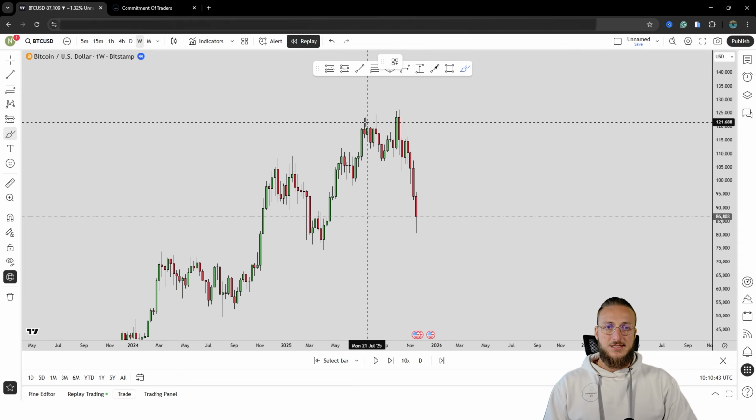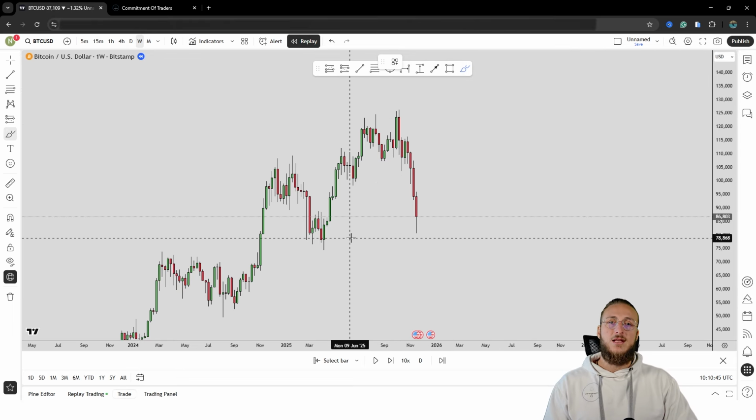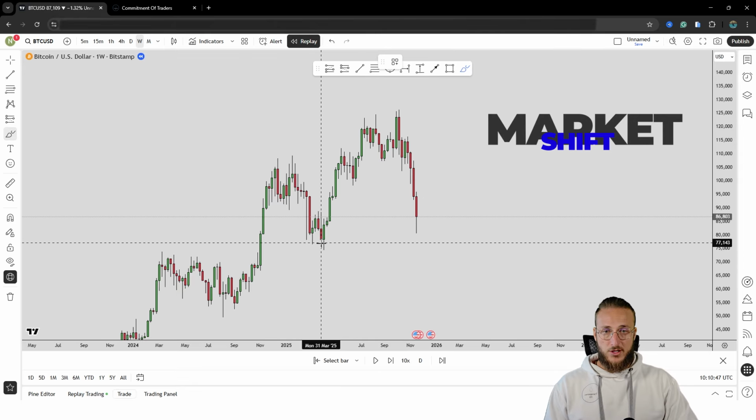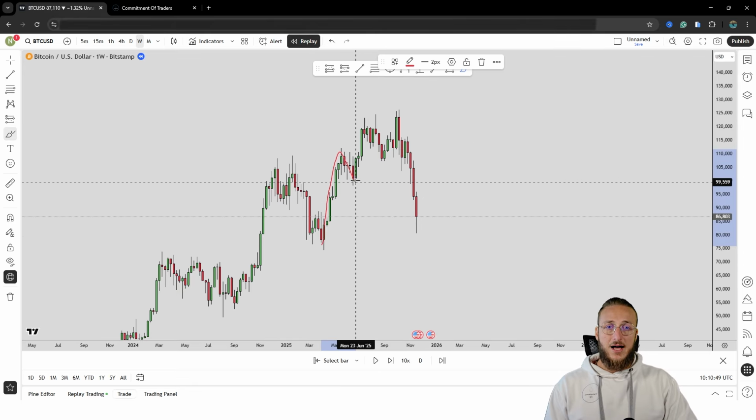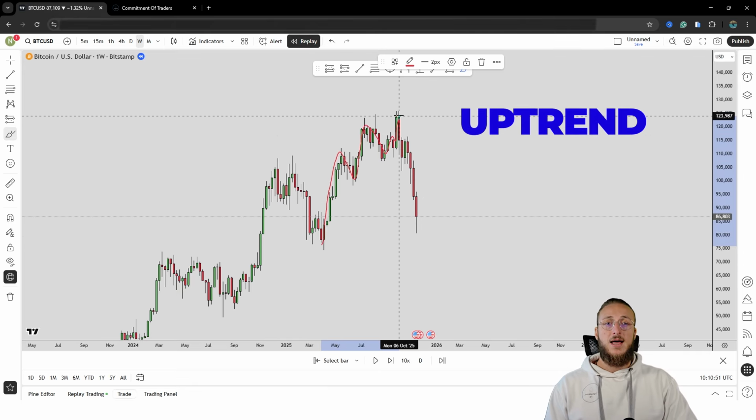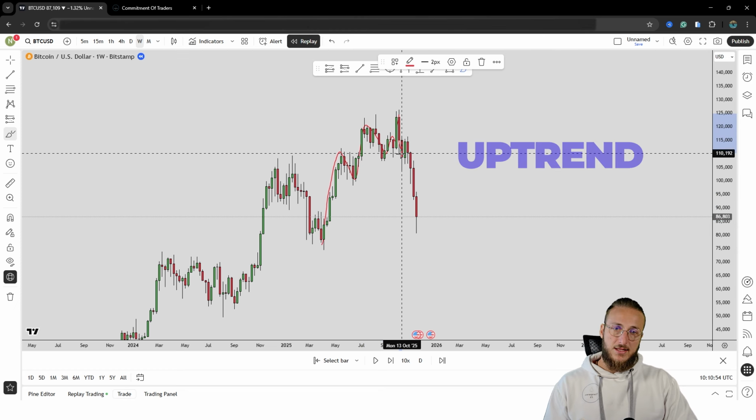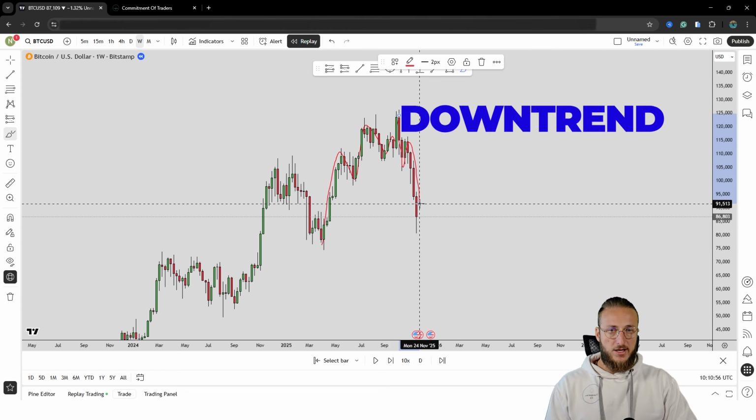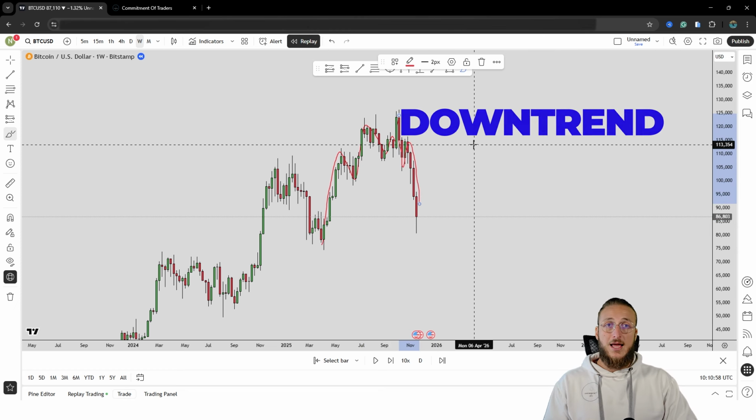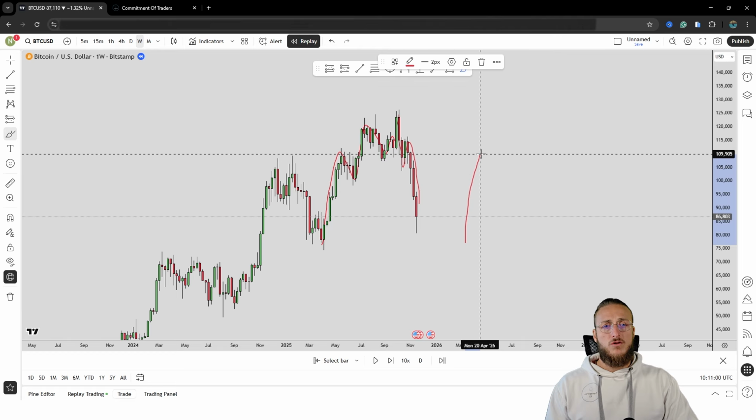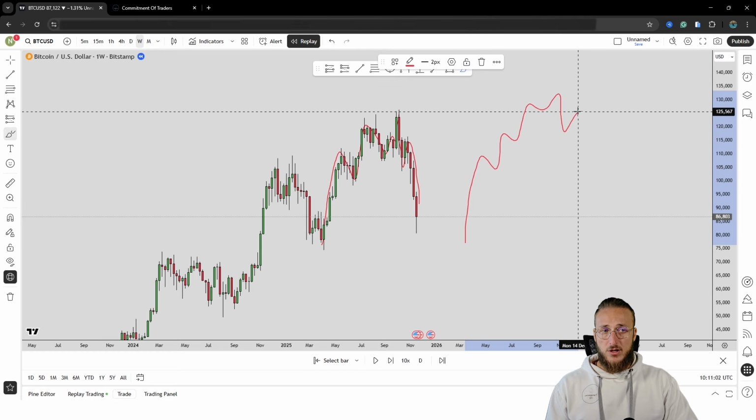Well, what we can see is that we had a situation in which we just had an inversion of trend. The market went from the creation of higher highs and higher lows, so we had a bullish market, to then the creation of lower lows and lower highs. This is a standard and perfect inversion of trend from an uptrend, so higher highs and higher lows, to a downtrend, so lower lows and lower highs.